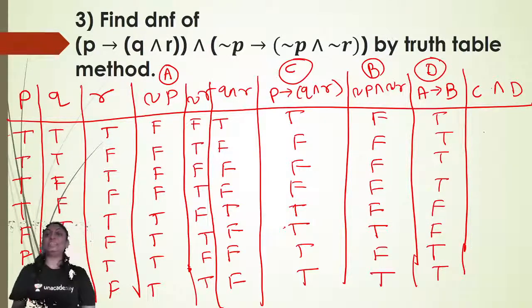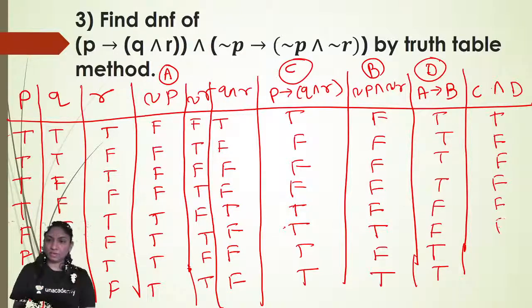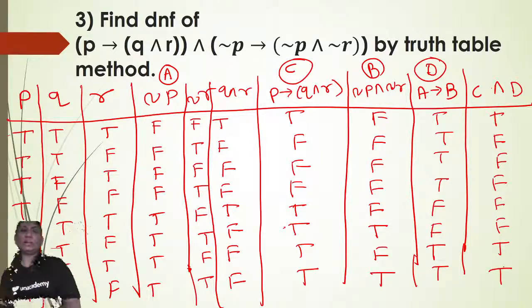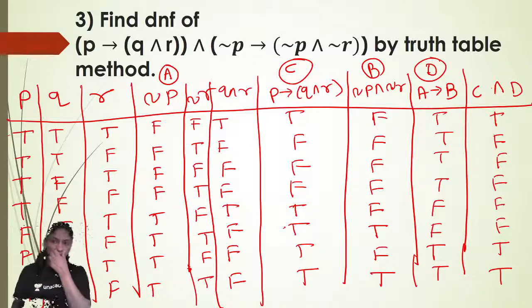Right? Now C and D. First we'll calculate C and D. T, T, T. F, T, F. F, T, F. F, T, F. F, T, F, F. T, F, F. T, T, T, T, T, T. Okay. Now, how to find out DNF by using this truth table.